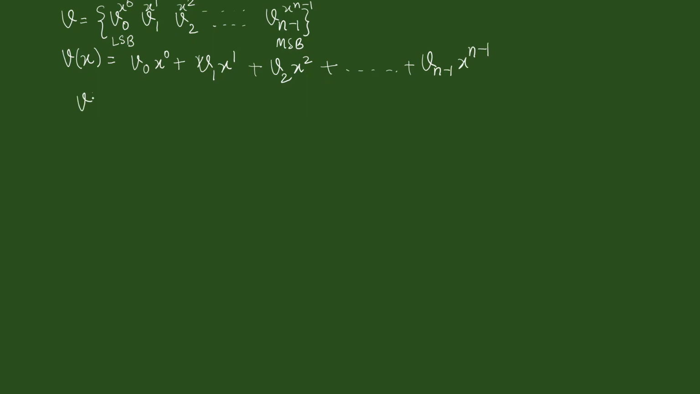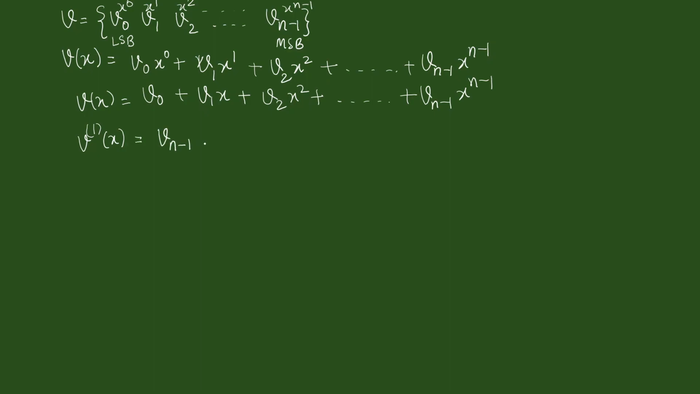So therefore this can be written as, since x power 0 is 1, v0 plus v1x plus v2x square plus so on, v of n minus 1 x raised to n minus 1. So this is the polynomial representation of a code vector. Similarly, the cyclically shifted code vector can be written as v of n minus 1 plus v0 into x.